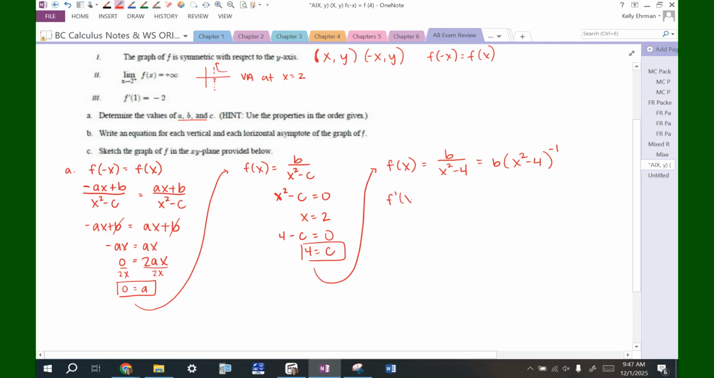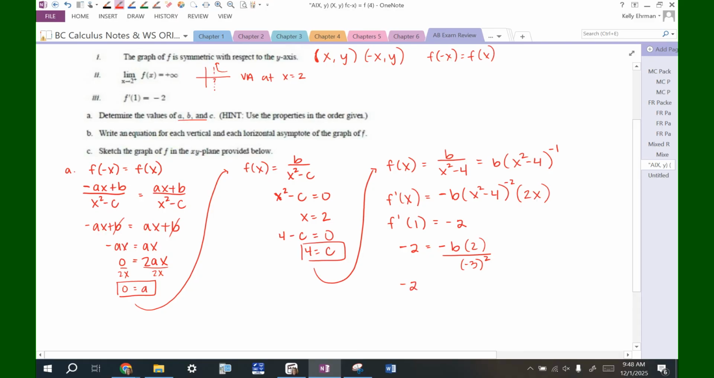So f prime of x is equal to negative b times x squared minus 4 to the negative 2 times the derivative of x squared minus 4. So f prime of 1 is supposed to equal negative 2. So that means negative 2 equals negative b times 2 times 1. I'm going to put this in the denominator over 1 squared minus 4. So negative 3 squared.